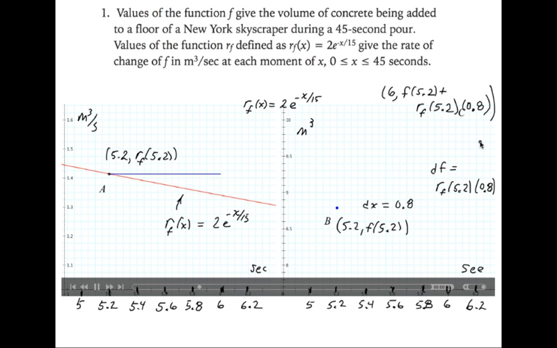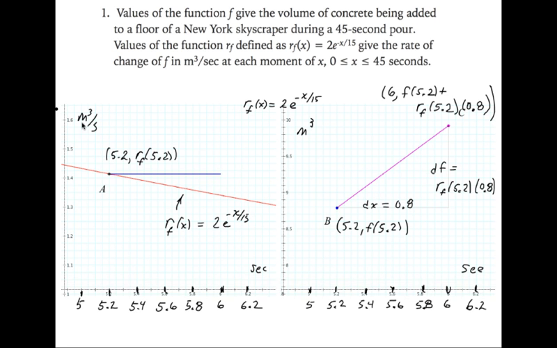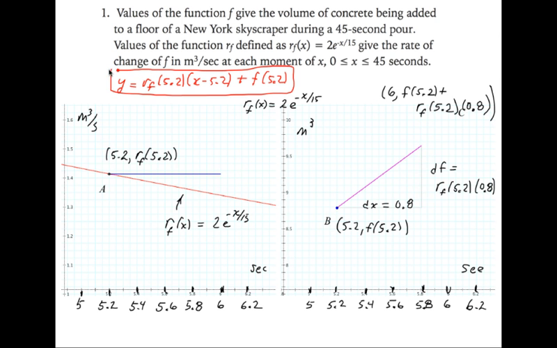All right, and then the equation of the purple line. Let me just write it. I'll write it in red. Here, the equation of the purple line would be y equals r sub f of 5.2 times x minus 5.2, plus f of 5.2. So, most important thing, you understand it.